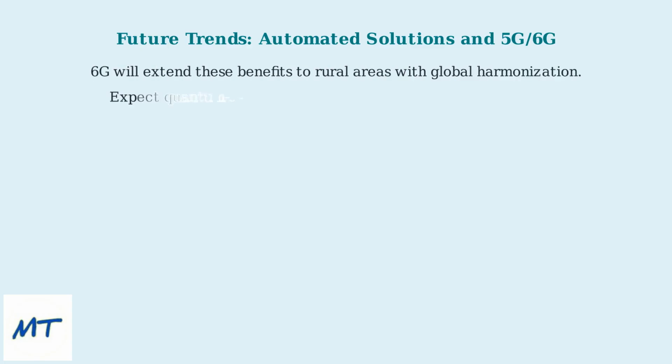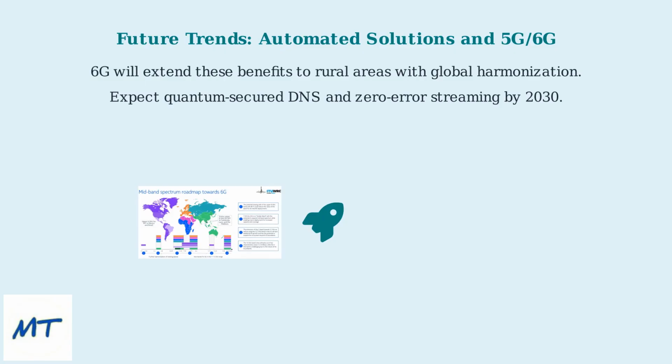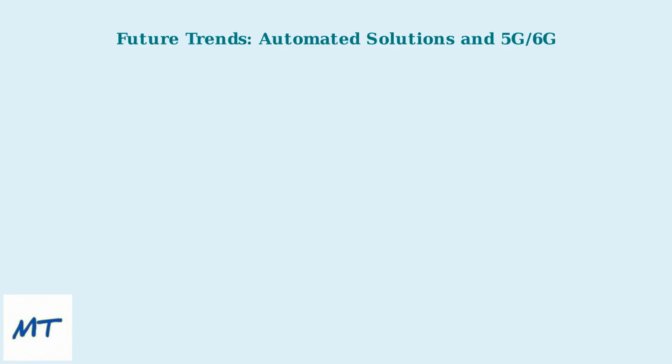Looking further ahead, 6G technology will harmonize spectrum globally, ensuring reliable connections even in rural regions. Combined with quantum-secure DNS protocols, this could lead to virtually zero streaming errors, making manual fixes obsolete.